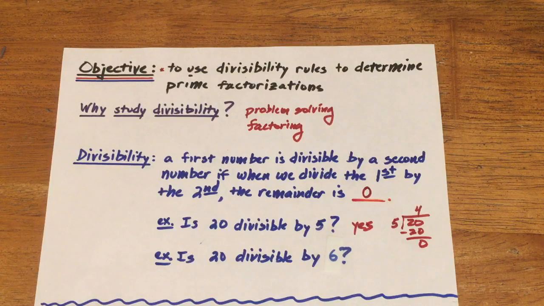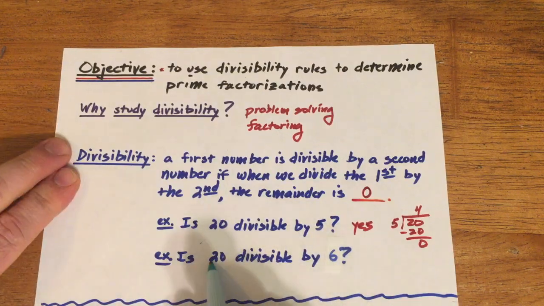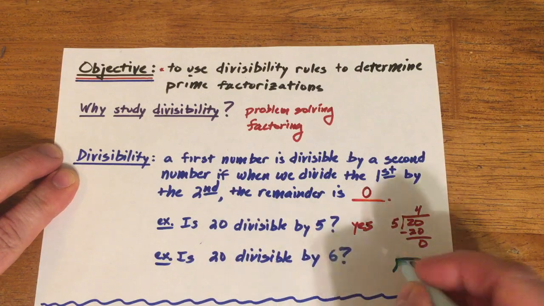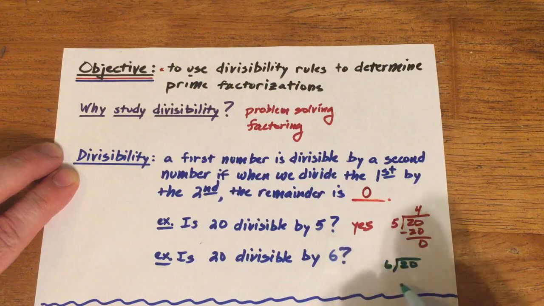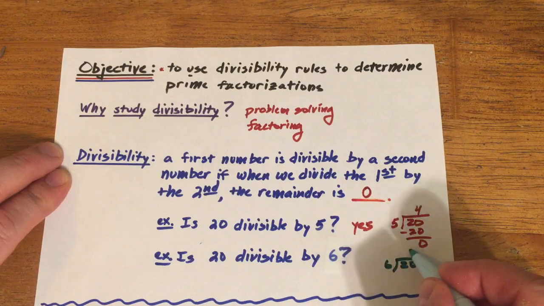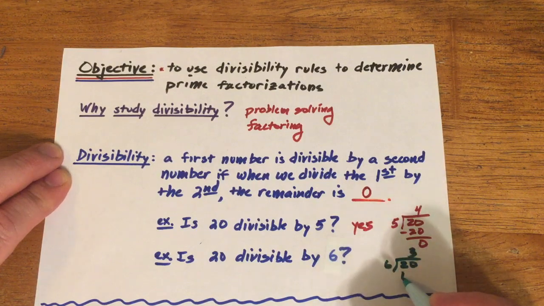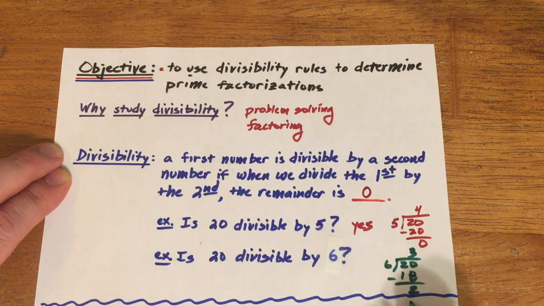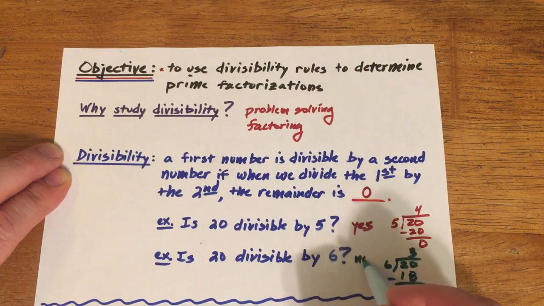Let's take a look at the next one. Is 20 divisible by 6? Well, again, we divide the first by the second. Here we're going to take 20, and we'll divide that by 6. Well, we know we can count 3 sixes out of 20. 3 times 6 gives us 18. When we subtract, we're going to end up getting 2. What's our remainder? It's not 0, so the answer here would be no.